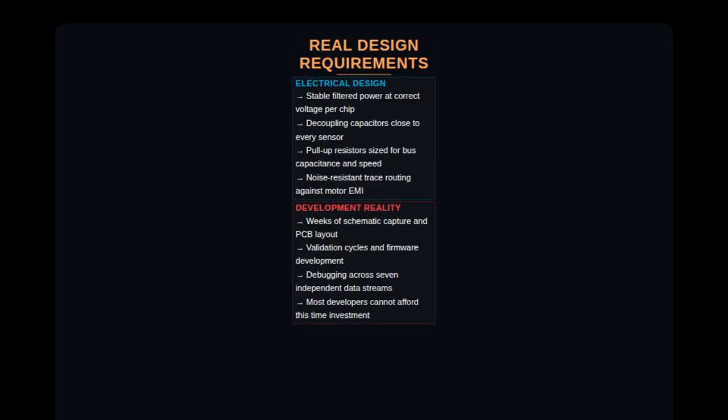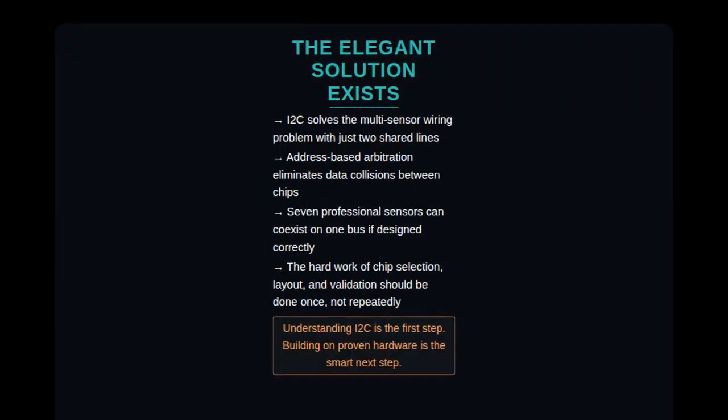You also need to think about power. Each sensor needs stable, filtered power at the correct voltage. You need decoupling capacitors close to every chip. You need the pull-up resistors on SDA and SCL sized correctly for your bus capacitance and speed. You need trace routing that minimizes noise pickup, especially on a board destined for a drone, where motors are generating significant electromagnetic interference.